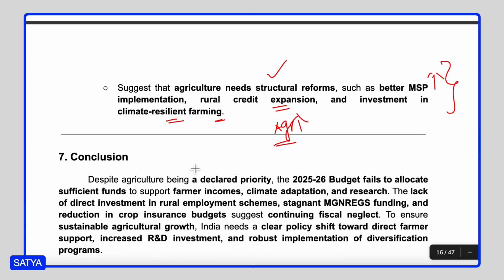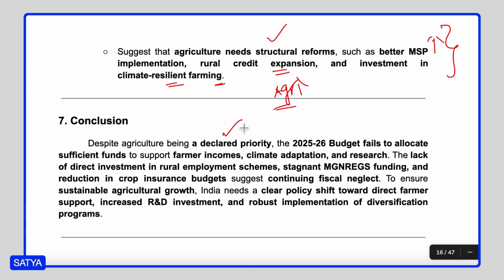And finally, you can conclude that despite declaring it a priority in the budget, the government failed to allocate sufficient funds to support farmer incomes, climate adaptation, and research. The lack of direct investment in rural employment schemes, stagnant NREGA funds, and reduction in crop insurance like Fasal Bima Yojana suggest continuing fiscal neglect. To ensure sustainable growth in agriculture, India needs a clear policy shift towards direct farmer support, increased R&D, and robust implementation of diversification programs, which you can mention in your answers. These are the key points.